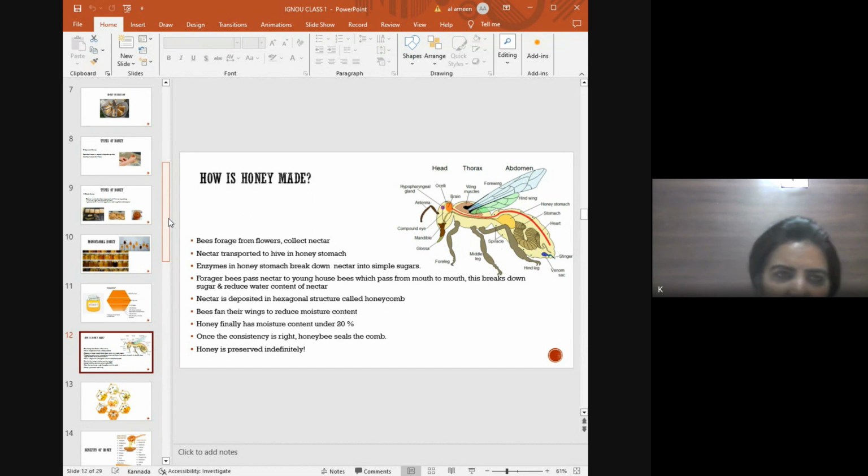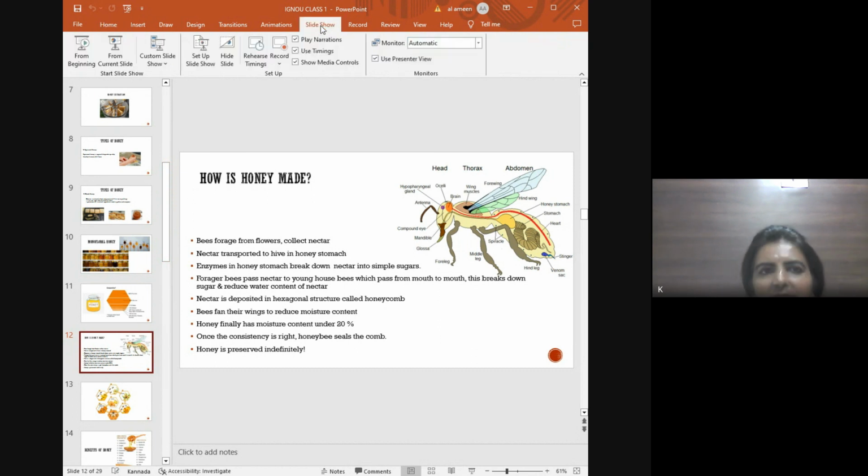Okay, so the nectar is transported, then enzymes in the honey stomach break it down. After that, forager bees will take the honey into the brood, into the comb. There it will be passed on to the nurse bees. These are the older worker bees, the foragers. Then it will be given to the younger bees which are in the house, the housekeepers.